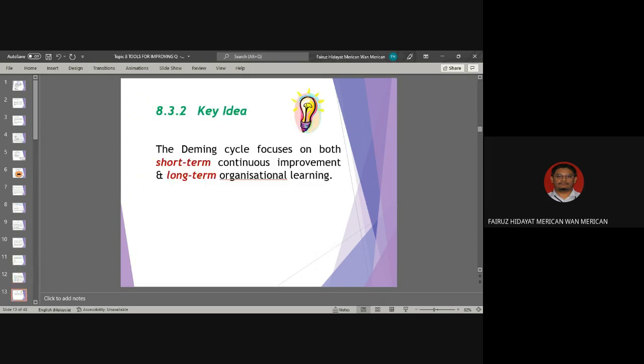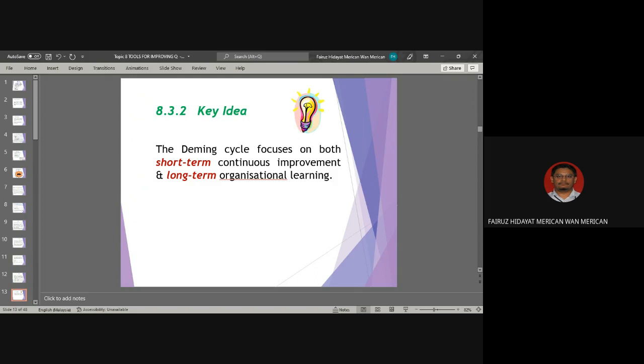So the key idea for the Deming cycle is that it focuses on short term and long term. Okay, so this is a benefit as well. It is beneficial for the short term of the company and the long term. The short term is that it helps with their continuous improvement. So they identify an area that needs improvement in terms of quality. They plan, they implement the solution, they check, and they act. So this is short term. It helps to improve the quality in the short term.